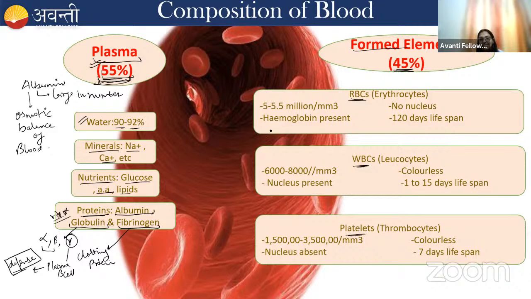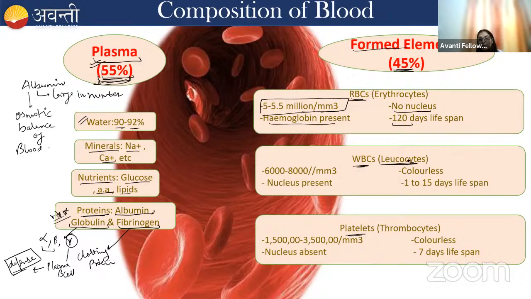Like RBC, WBC, and platelets, RBC constitute the major portion, that is 5 to 5.5 million per mm³. They do not have a nucleus, they are enucleated. That is why there's maximum space for hemoglobin. And they have a very short lifespan, which is 120 days.